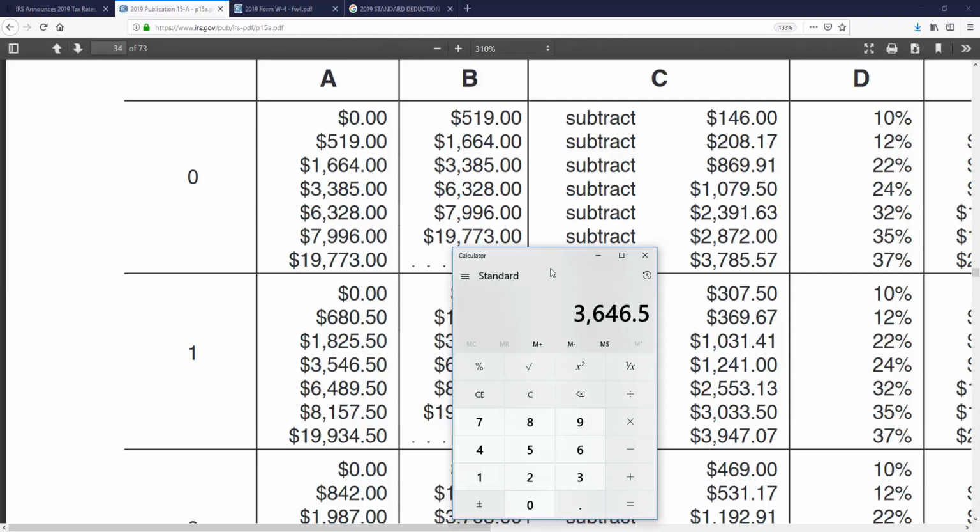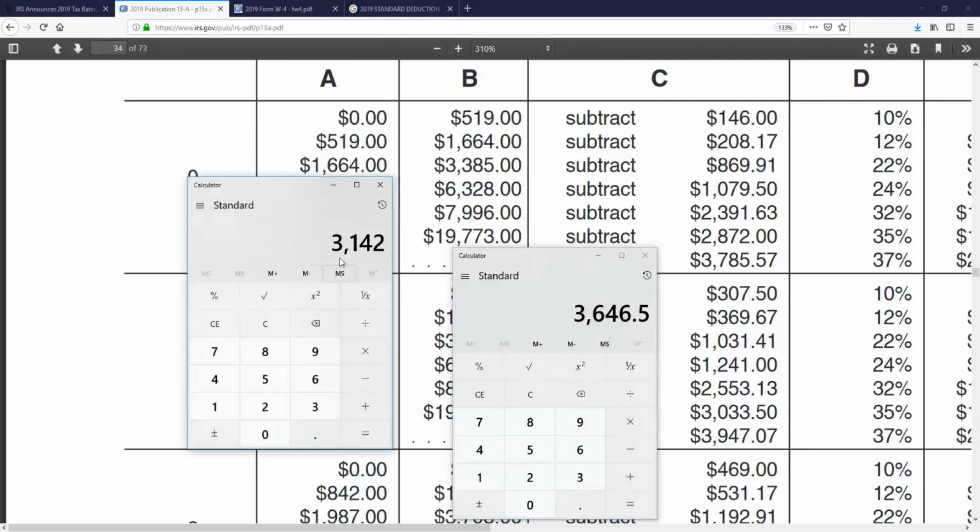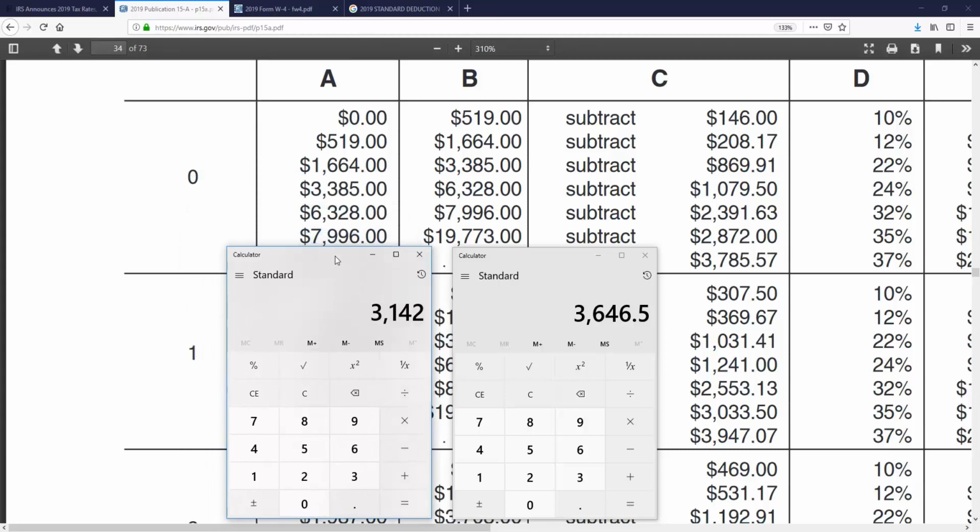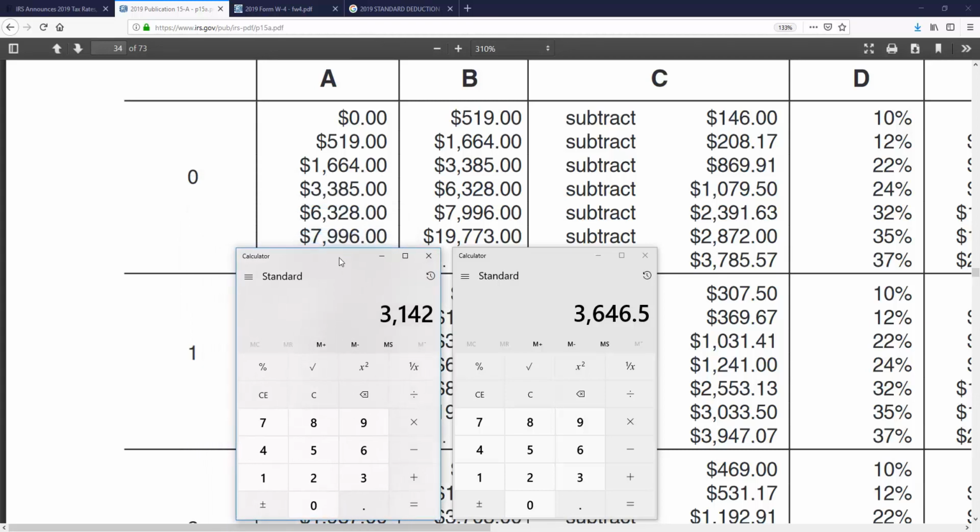And you see it comes up to $3,646.50. But we only owe $3,142. Why does this happen?